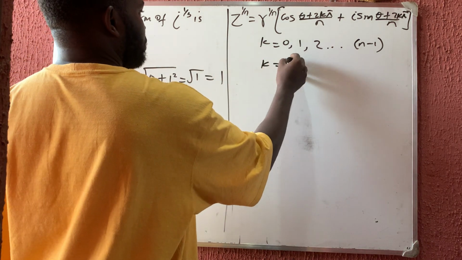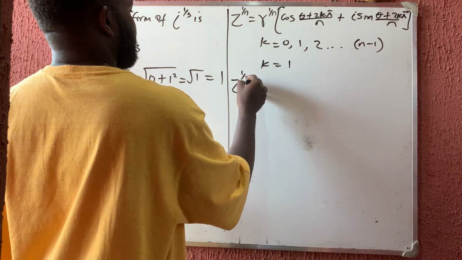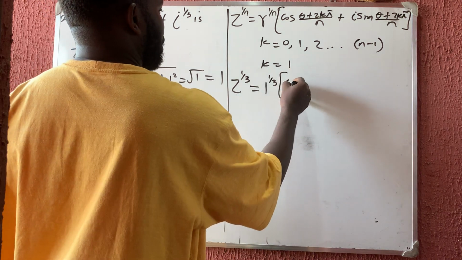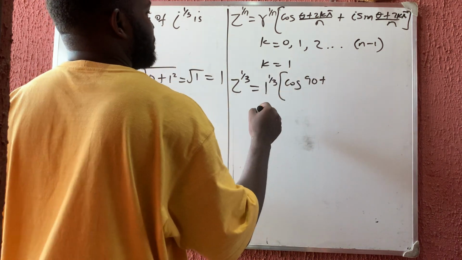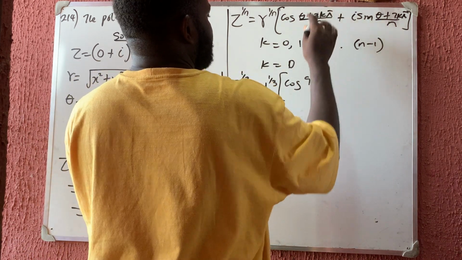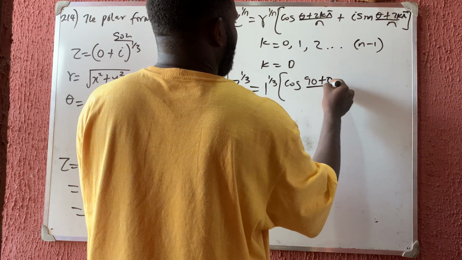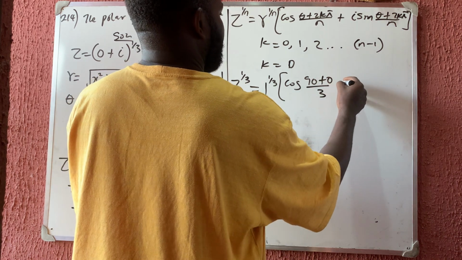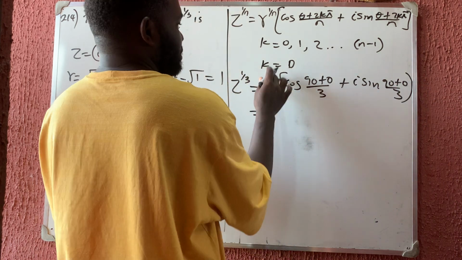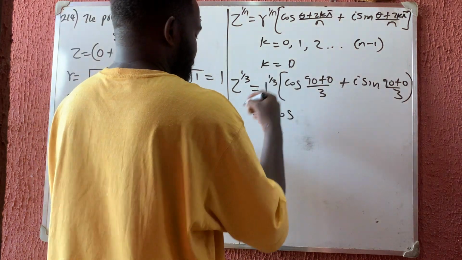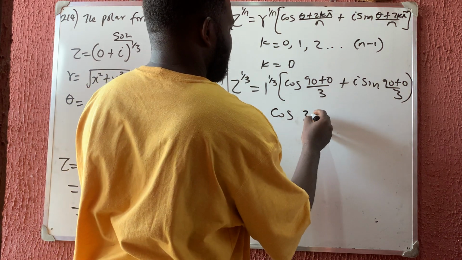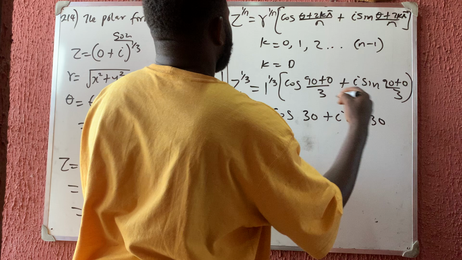So when k is equal to 0, z raised to power 1 over 3 is equal to 1 raised to power 1 over 3 into cos of (90 plus 0) all over n, which is 3, plus i sine of (90 plus 0) over 3. Here 1 raised to power 1 over n is the same thing, so I have cos of 90 divided by 3, which is 30. So I have cos 30 plus i sin 30. This is the first one.